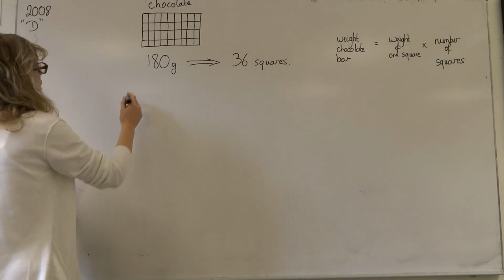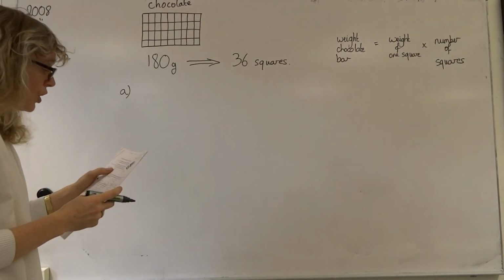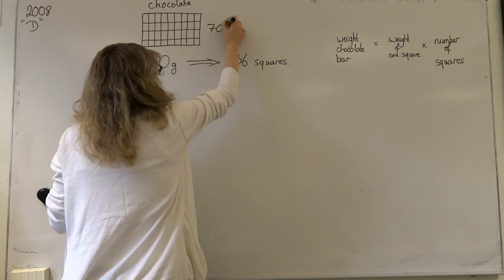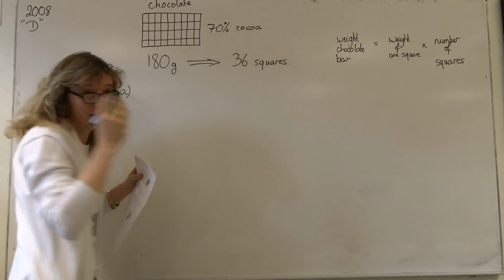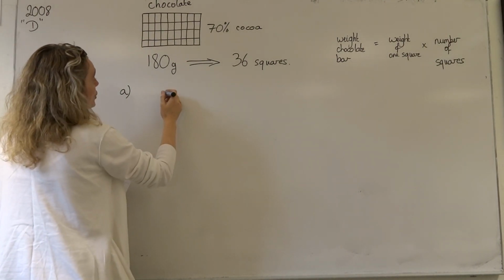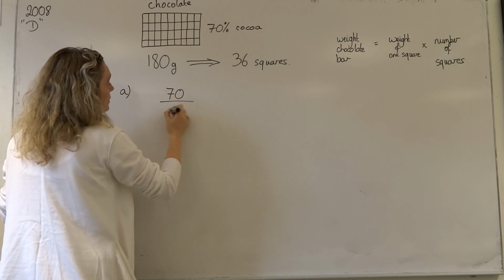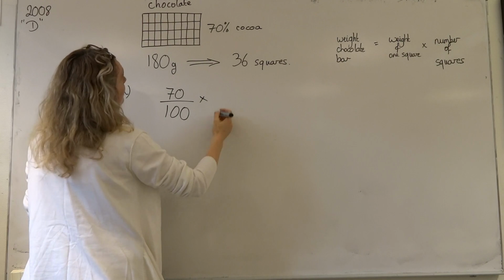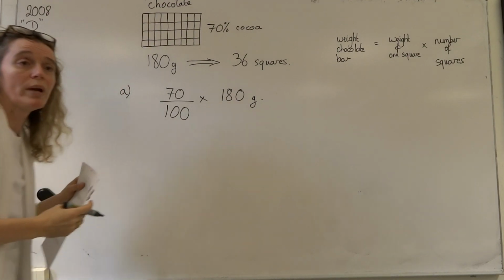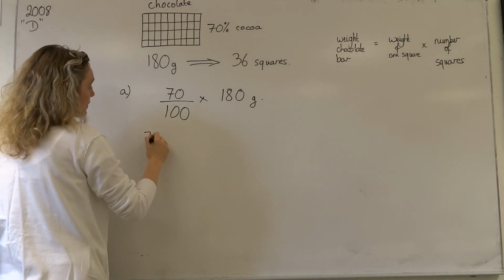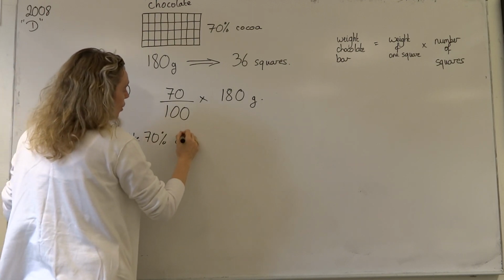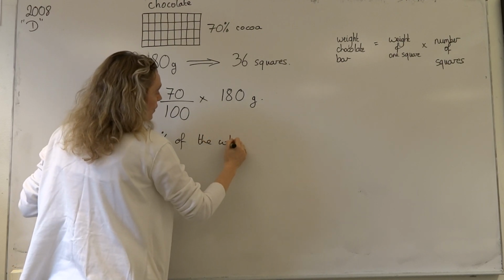And the first question was, how much cocoa is there in this bar of chocolate if it's 70% cocoa? So we know the percentage of cocoa, but we'd like to know the weight of cocoa. Well, what we need to just calculate is 70% of the whole weight of the bar, 180 grams. So we need to calculate 70% of the whole bar of chocolate.